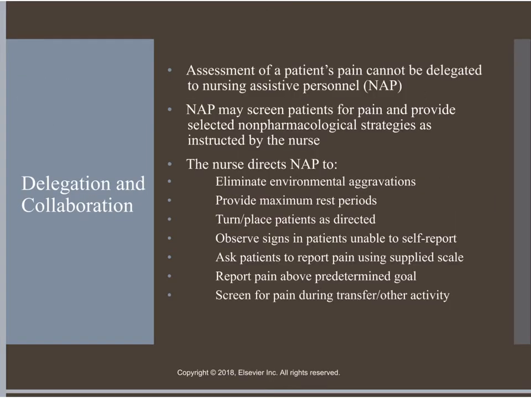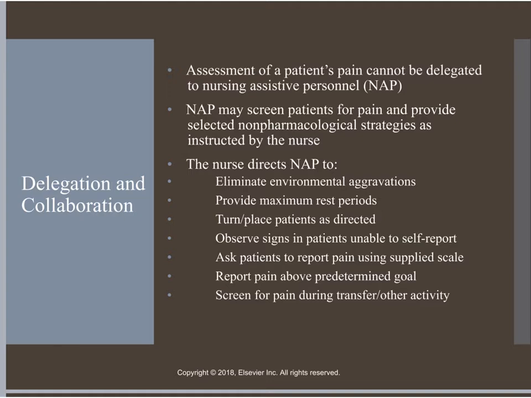Assessment of a patient's pain cannot be delegated to nursing assistive personnel. Nursing assistive personnel may screen patients for pain and provide selected non-pharmacological strategies. Some of these things include back rubs, heat, cold, and elevation, as instructed by the nurse. The nurse directs NAP to eliminate environmental conditions that may aggravate pain. This would be an excessively warm, noisy room. They may also provide maximum rest periods. A written schedule for all to follow is ideal.